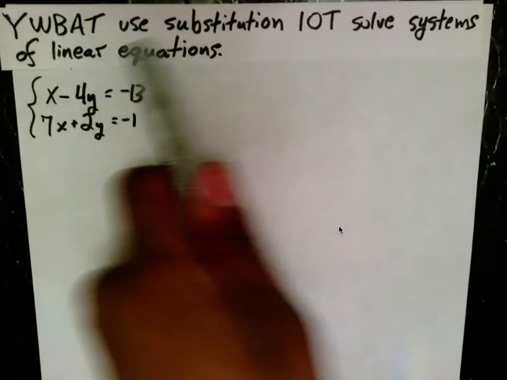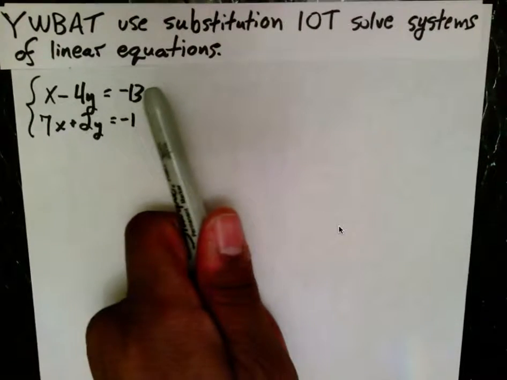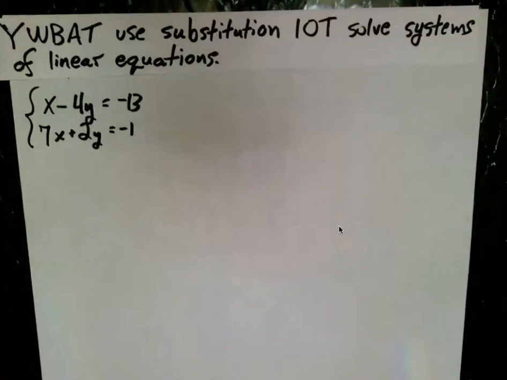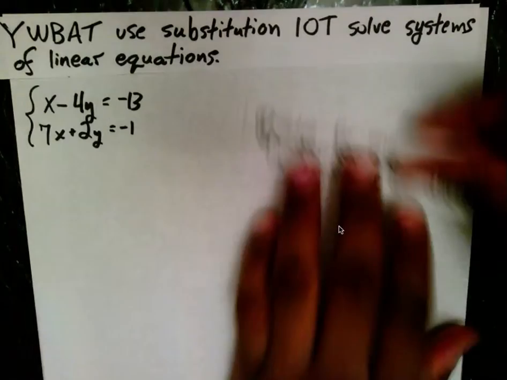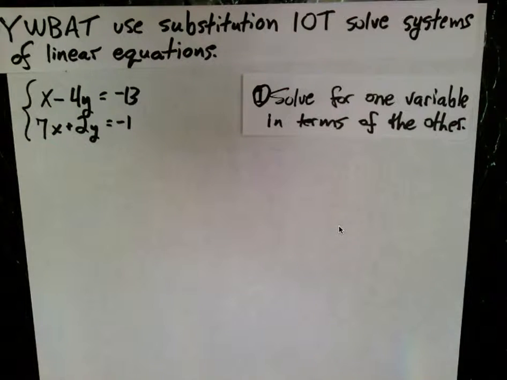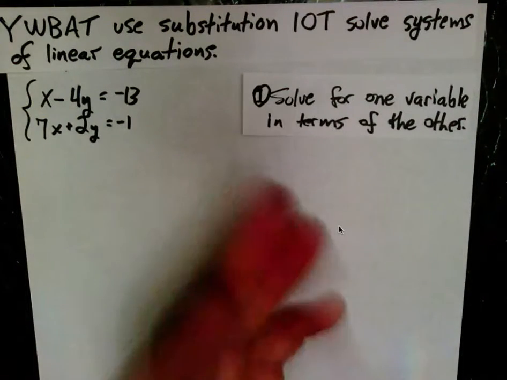Again, we're using substitution in order to solve systems of linear equations. Here's my system right here, and I want to find my solution. What is my x and what is my y? So the first thing I'm going to do is solve for one variable in terms of the other. So which variable should I solve for?